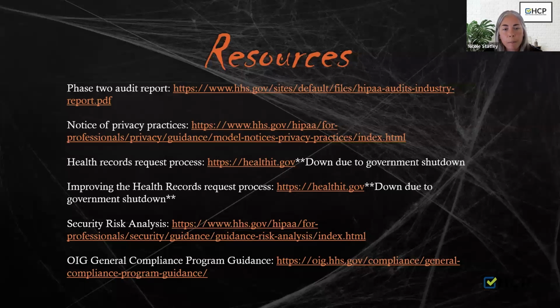I do have some resources that we will send to you. So this tells you the phase 2 audit report, that full report. If you are a compliance nerd like all of us here, you might find that report fascinating. I have some resources to help you with your notice of privacy practices, the records request process, the security risk analysis. And the last thing on here is the OIG's general compliance program guidance, which was updated recently and is so much better than it was before, and really does help you hit all of those points that the OIG would expect from your compliance program.